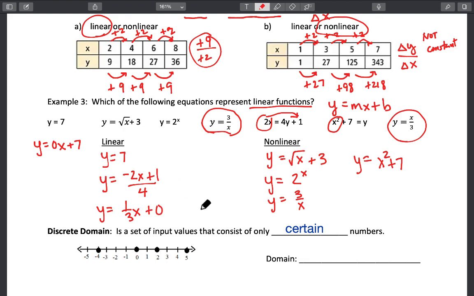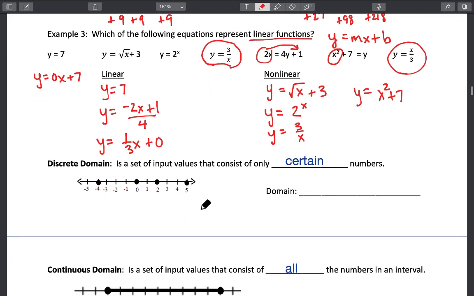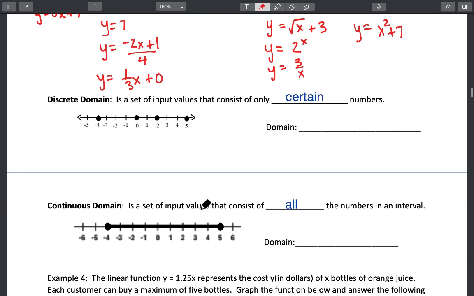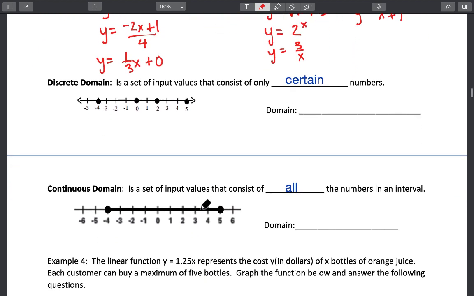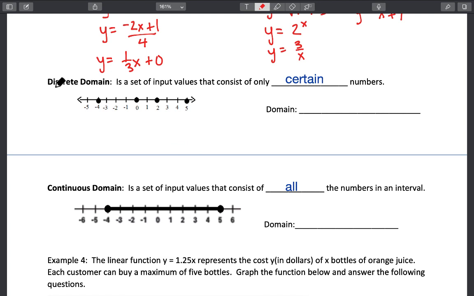All right, in our previous section of notes, we talked about a discrete and continuous graph. Well, now let's talk about a discrete and continuous domain. A discrete domain is a set of input values that consists of only certain numbers. And when we write that domain, we're going to write it with an open brace, and we're going to list each one of those values.